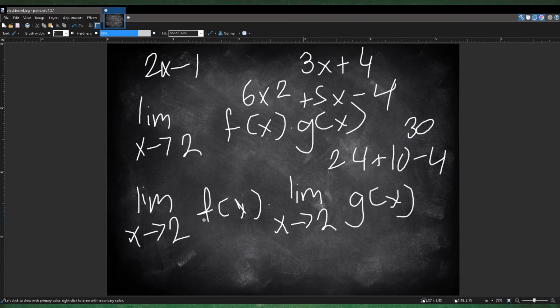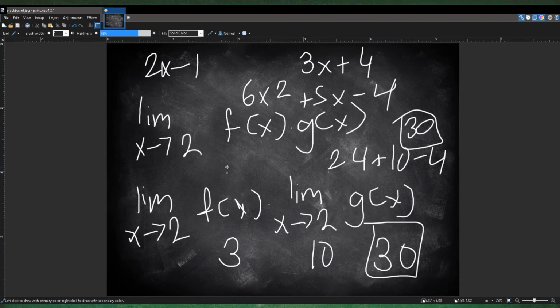Now, if we do it individually, that's 4, and that's 3. That's 6, and that's 10. So 3 times 10 is 30. Right? It's the same thing. So instead of doing all this work, we could just do it individually by parts, and then we could just multiply them in the end, which is generally the same concept.